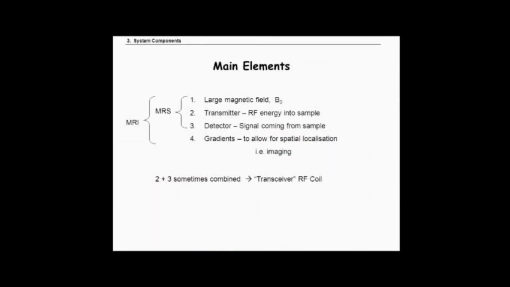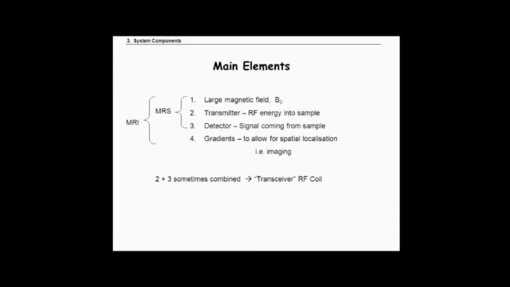So if we look at the very basic elements of a spectroscopy system, you just need a very large magnetic field, which has to be very, very uniform. You need something to transmit your RF energy into the sample, something to measure the signal coming back. And now if we add this additional component, these magnetic field gradients, we can now do imaging.